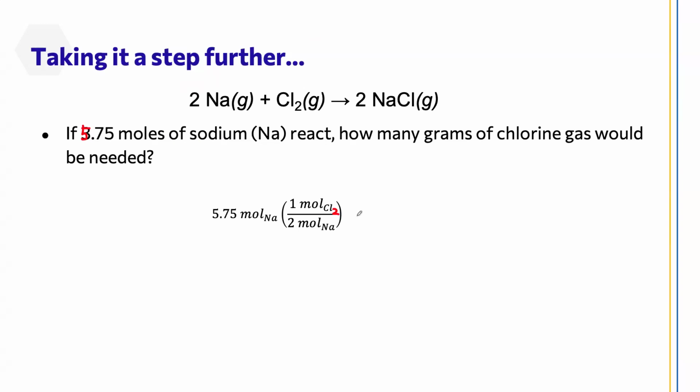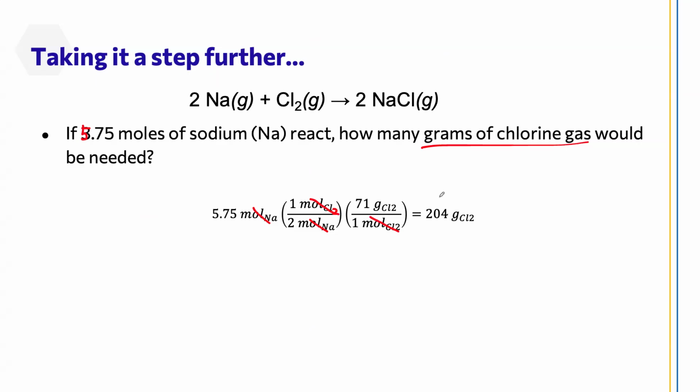Now, what unit do I have now? The moles of sodium and moles of sodium cancel. I have moles of Cl2. But I am asking for how many grams of Cl2. What happens next? I can use molar mass to convert moles of chlorine to grams of chlorine. Those diagonal units cancel out. 71 is the molar mass for Cl2. Therefore, after doing this math, I have 5.75 divided by 2 times 71. That gives you 204 grams of chlorine.